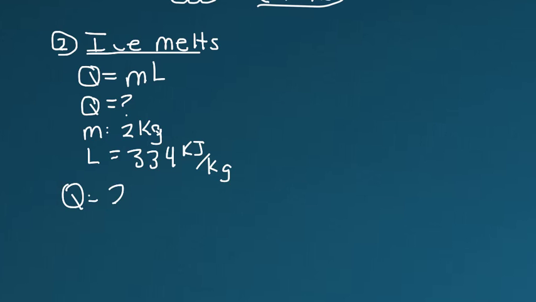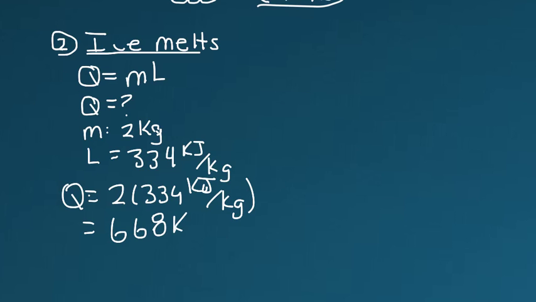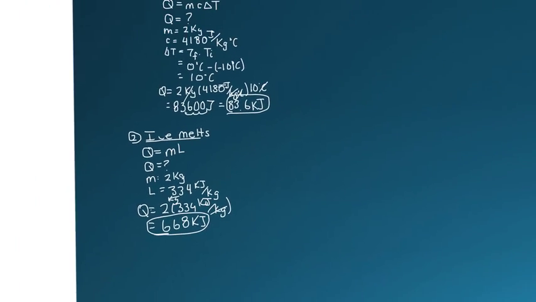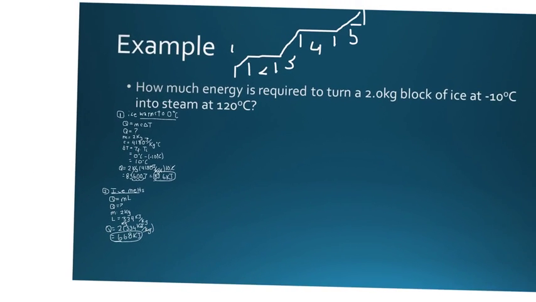We do our math. Q equals 2 times 334 kilojoules per kilogram, which gives us 668 kilojoules. This is kilograms here. Kilograms cancel out. I end up with kilojoules. The second number I need to remember. So that is the amount of energy it takes me to get through this second part of my heating curve.